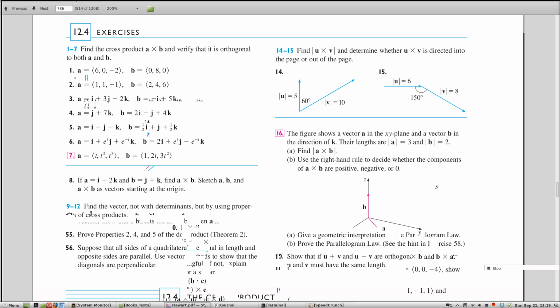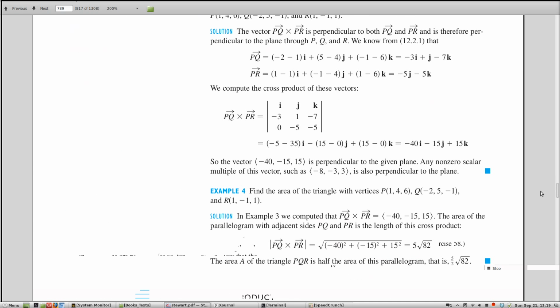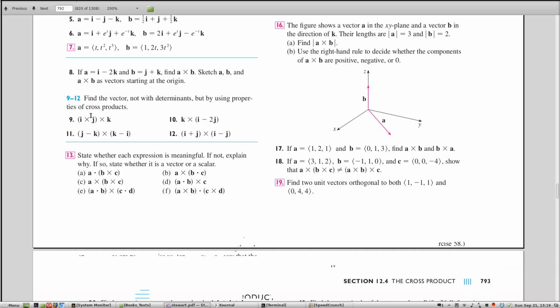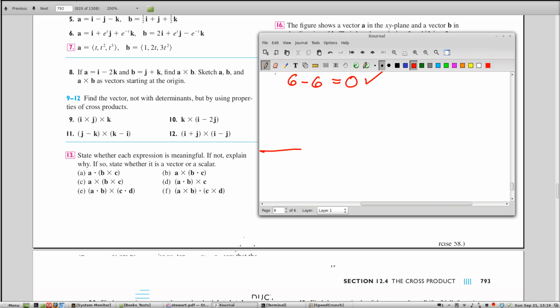So here it says, find the vector not with determinants, but by using the properties of cross products. And so what they're saying here is, oh my god, I touched it again. I thought I'd learned my lesson. Hold on one sec. So with these unit vectors, the plus or minus unit vectors are sort of closed under cross product, and you can figure out what these things are just by thinking and drawing pictures. You don't need to do any calculation.